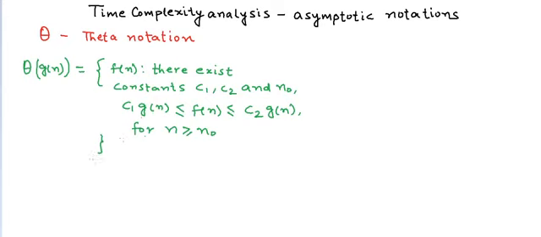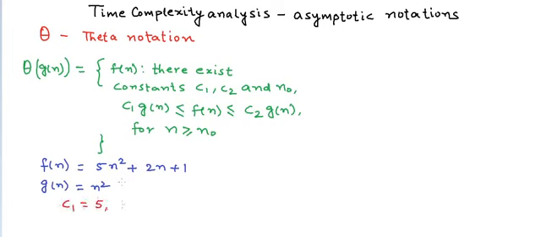And let us pick up an example again. If we pick up the same example that we had picked up earlier for big O and omega notation, f(n) is equal to 5n square plus 2n plus 1 and g(n) is equal to n square, then we can choose c1 equal to 5, c2 equal to 8 and n naught equal to 1, and our inequality will hold, and we can say that f(n) is actually theta of n square.